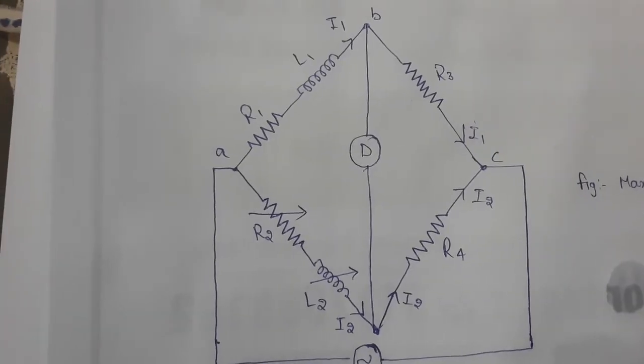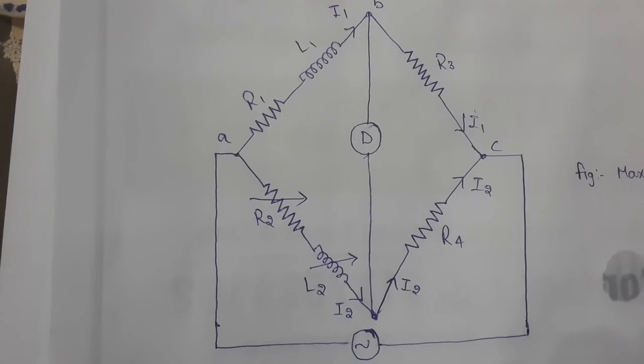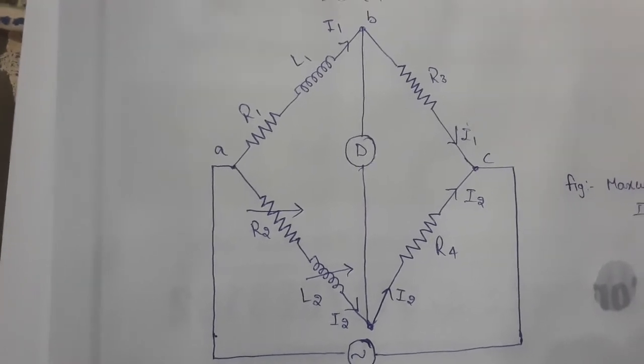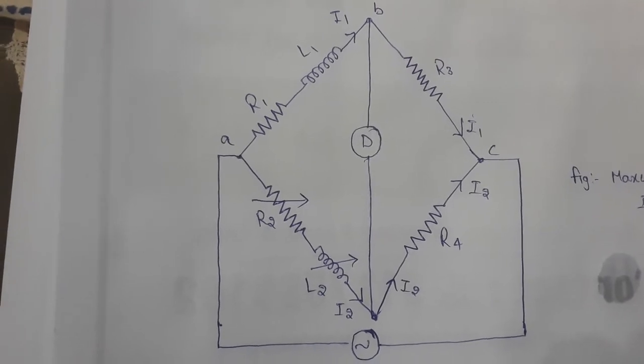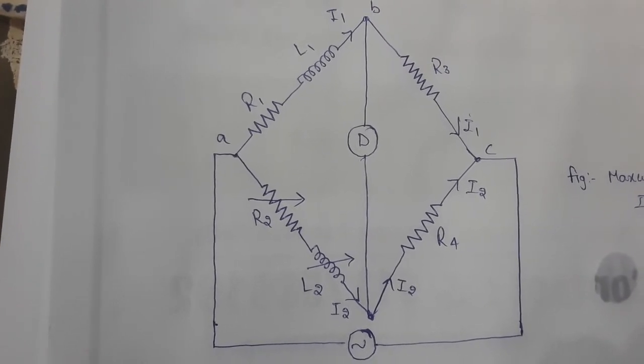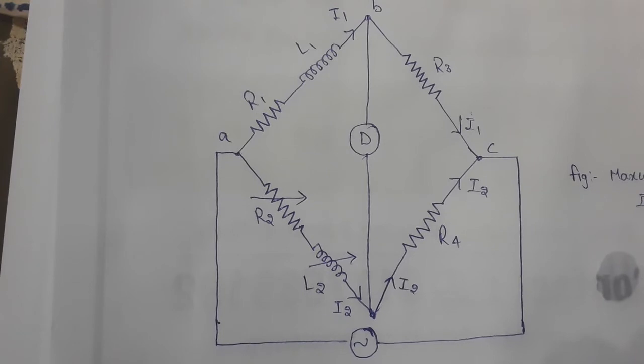There are two methods of Maxwell bridges. One is the Maxwell's inductance bridge. The second one is the Maxwell's inductance and capacitance bridge. This one is your Maxwell's inductance bridge. Here the unknown quantity can be determined by comparing it with the known value of the standard self-inductance.